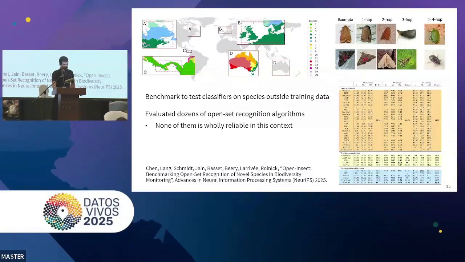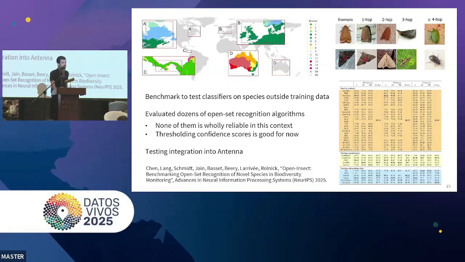And we find that none of the existing algorithms is wholly reliable. We're designing our own, but just thresholding confidence scores, so the raw numbers coming out of the classifier, actually works pretty well as a stopgap measure. That is a reasonable approach to try. And we're testing integration into Antenna now.